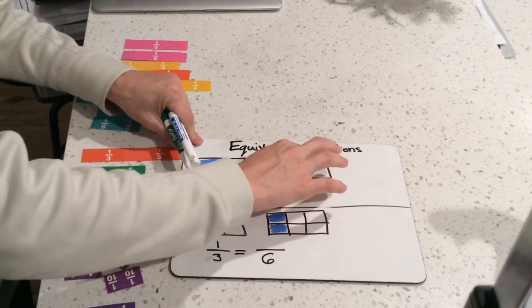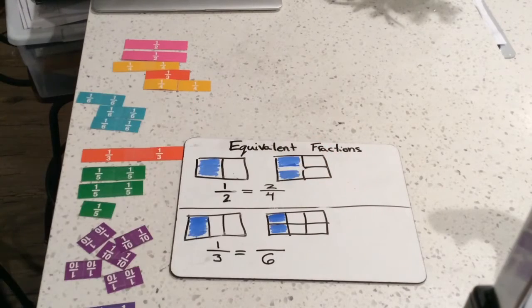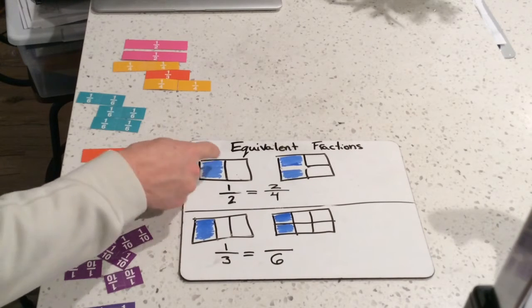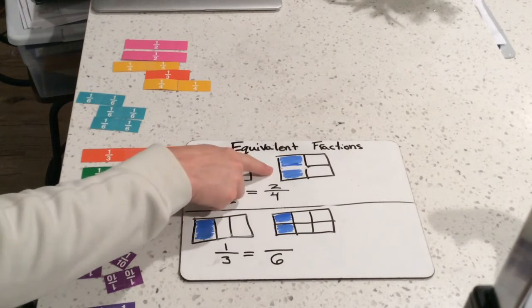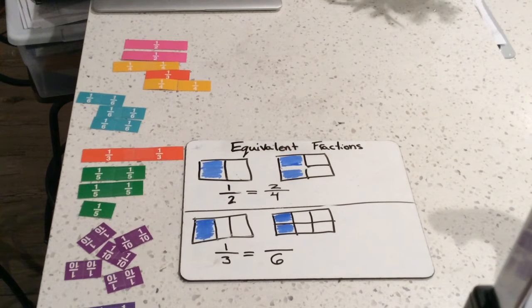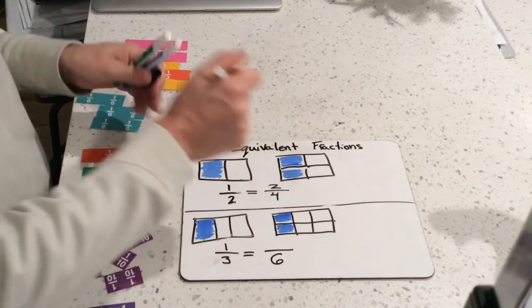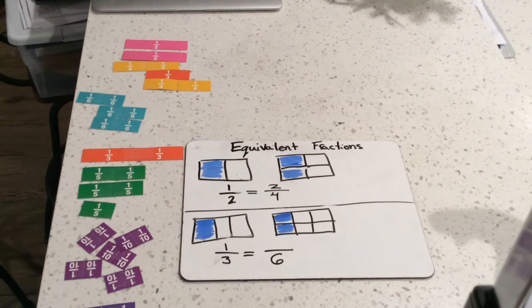If you notice, they're both taking up the left half of the whole. So if I were to just for a moment erase that line separating my fourths, I can see that here I have the entire left side shaded in, and here I have the entire left side shaded in. So if I put that line back here, I can see that 1/2 is equal to 2/4.